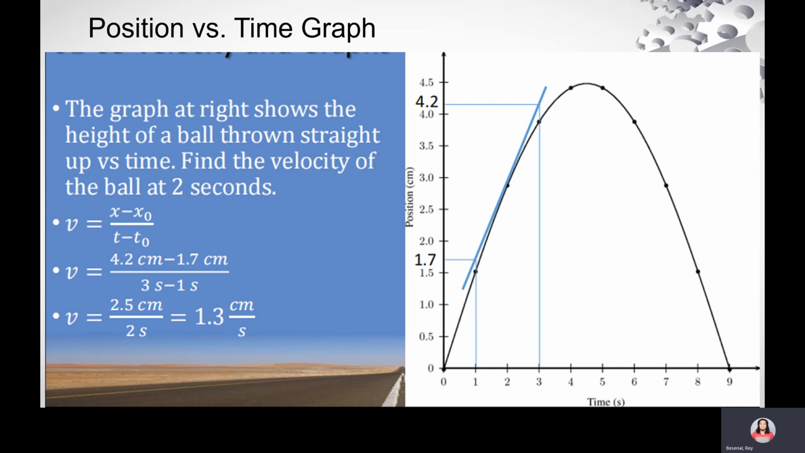Okay, substitute yung value na yon, and then dito sa time natin, final time is 3 seconds, and then initial time is 1 second. So again, i-substitute. So meron na tayong velocity na 1.3 cm per second.